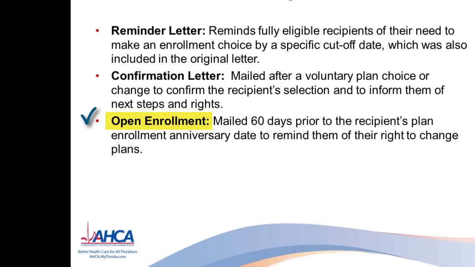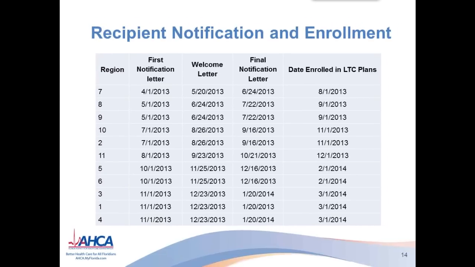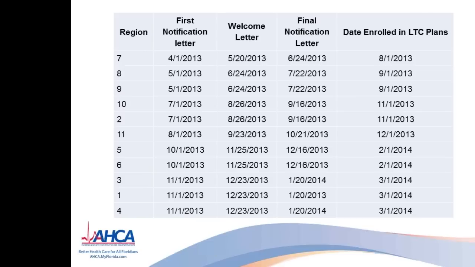The open enrollment letter is mailed 60 days prior to the recipient's plan enrollment anniversary date to remind them of their right to change plans. For the purpose of the long-term care rollout, the screen before you presents the dates of the first notification letter, which is known as the pre-welcome letter, then the initial welcome letter, and then the final notification letter, which is the reminder letter before their plan goes effective.